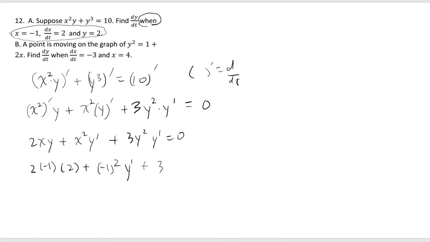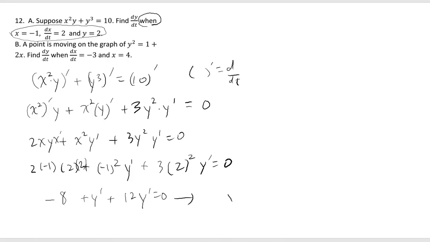So when you differentiate x squared, not only do you have 2x, but you should also have x prime there. Okay, so that's another thing that I forgot. So there's x prime here, and x prime is equal to 2, so there should be another 2 in here. Okay, and then y squared, that's 2 squared, y prime equals 0. 2 times 2 times 2 is 8, so you have negative 8. Negative 1 squared is 1, so it's just y prime. And then this is 3 times 4, which is 12. 12y prime equals 0.